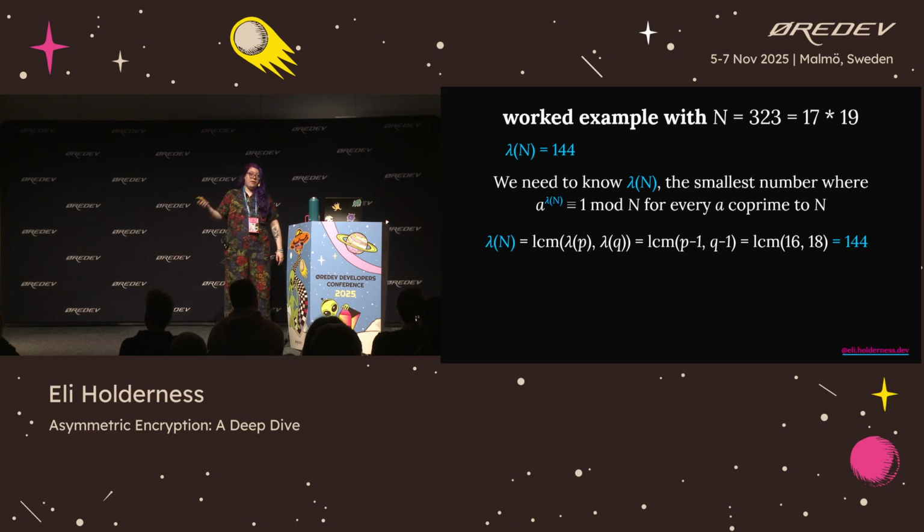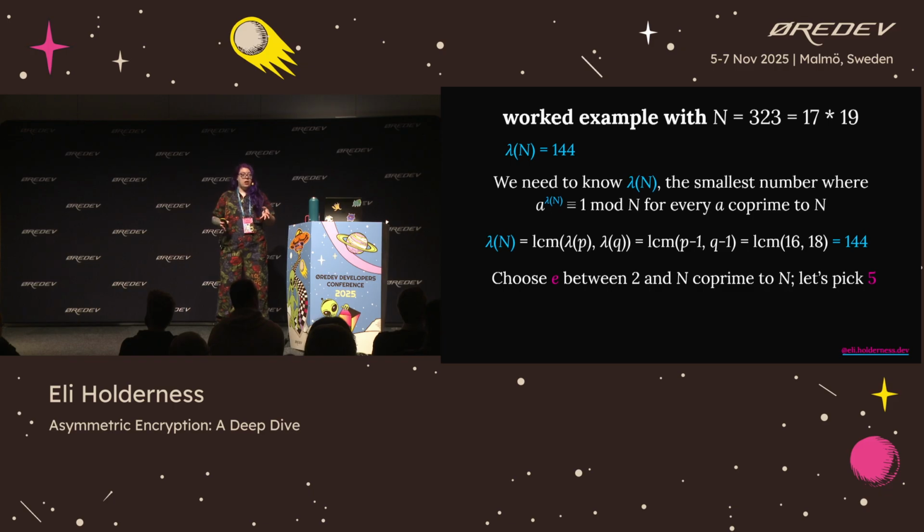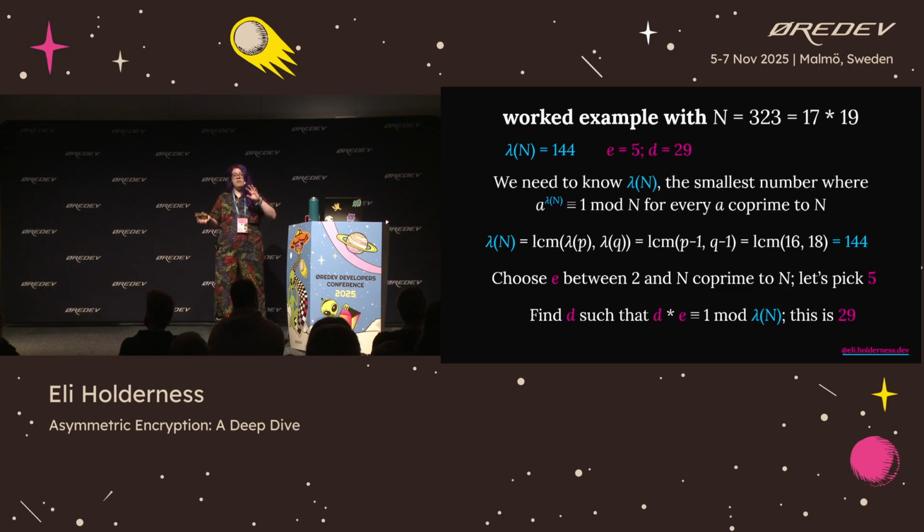And what we can do is find that this special secret number is 144. What you need to remember about this is that knowing the relationship between 144 and 323 depends on knowing the prime factorization of 323, which is not public knowledge, right? Now, we choose some smallish number that's coprime to 323, so shares no factors, and let's say 5. Next, we have to find a number that relates to e.